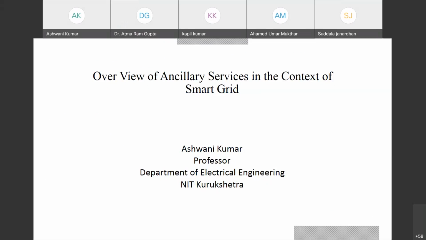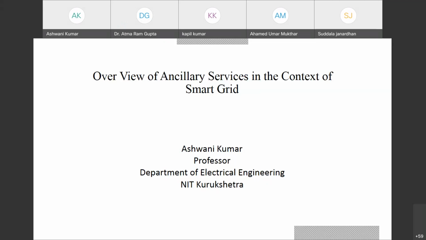So a very good morning to all the participants. Today's lecture is on an overview of ancillary services, especially in the context of the smart grid, covering both the transmission and distribution network. A very important point here is the ancillary services. The second important point is the smart grid.